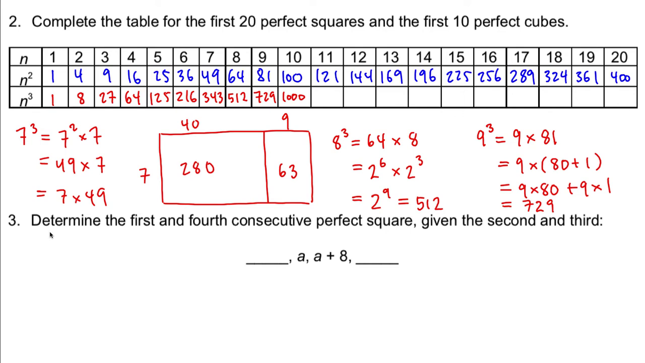Number 3 says to determine the first and fourth consecutive, which means in a row, perfect square numbers, like the numbers up here, given the second and the third perfect square numbers. There's a small typo here. This should be a plus 9, so let's just make that change. And we have to recognize something about the blue numbers up here. These are the perfect square numbers.